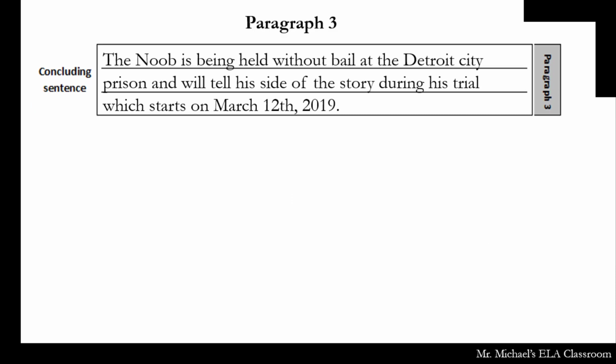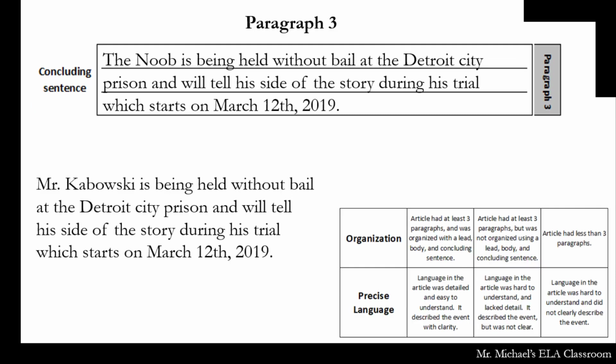And our final paragraph, which is our concluding sentence. So Mr. Kabowski, so I was more precise there, I just didn't say his title, I said his name, is being held without bail at the Detroit City Prison and will tell his side of the story during his trial, which starts on March 12th, 2019. So what I've done here is I've told what happens after the event. And that's what you're supposed to do in that final paragraph. That's what your concluding sentence is.